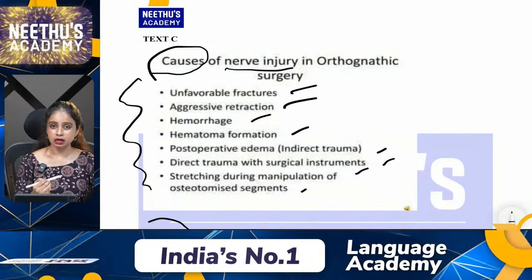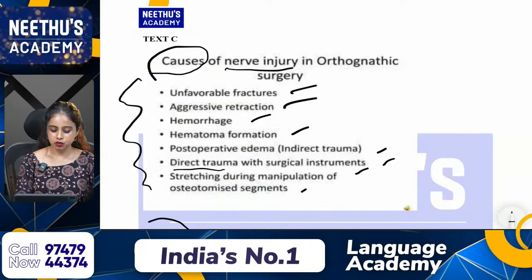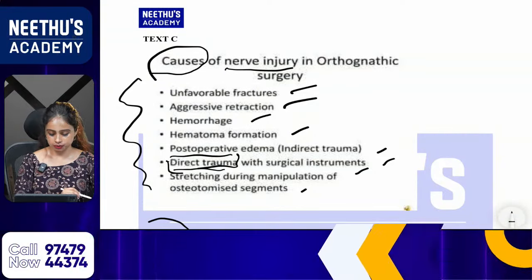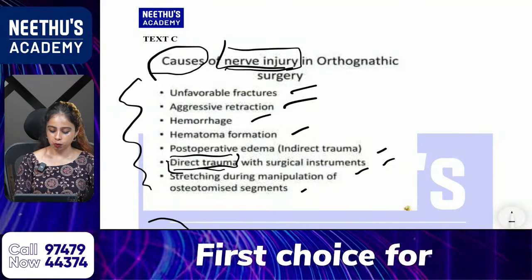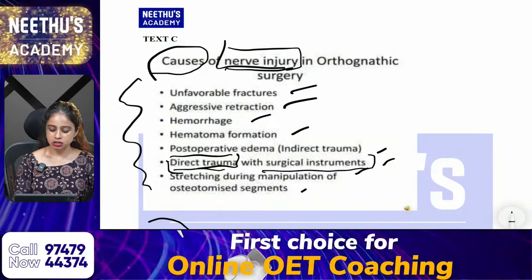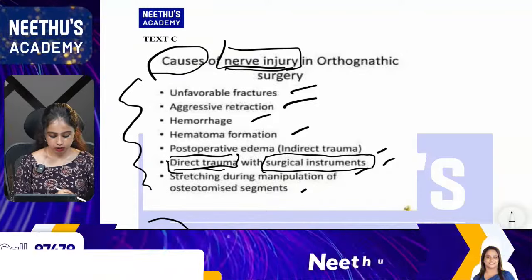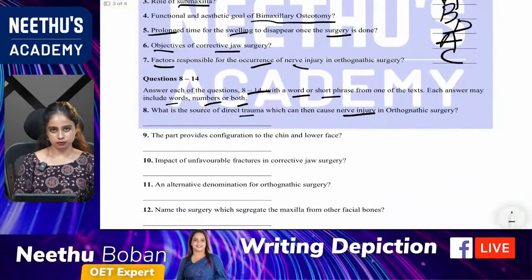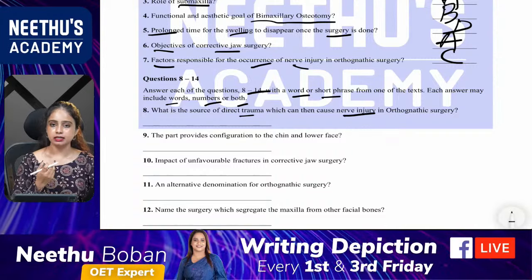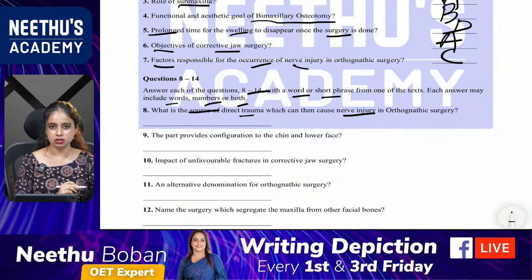See this second last point, direct trauma. That is the keyword from the question. Nerve injury, again a keyword from the question. So what is the answer? Direct trauma with surgical instruments. So that answer is surgical instruments. Clear? That is the source. What is the source? Surgical instruments.